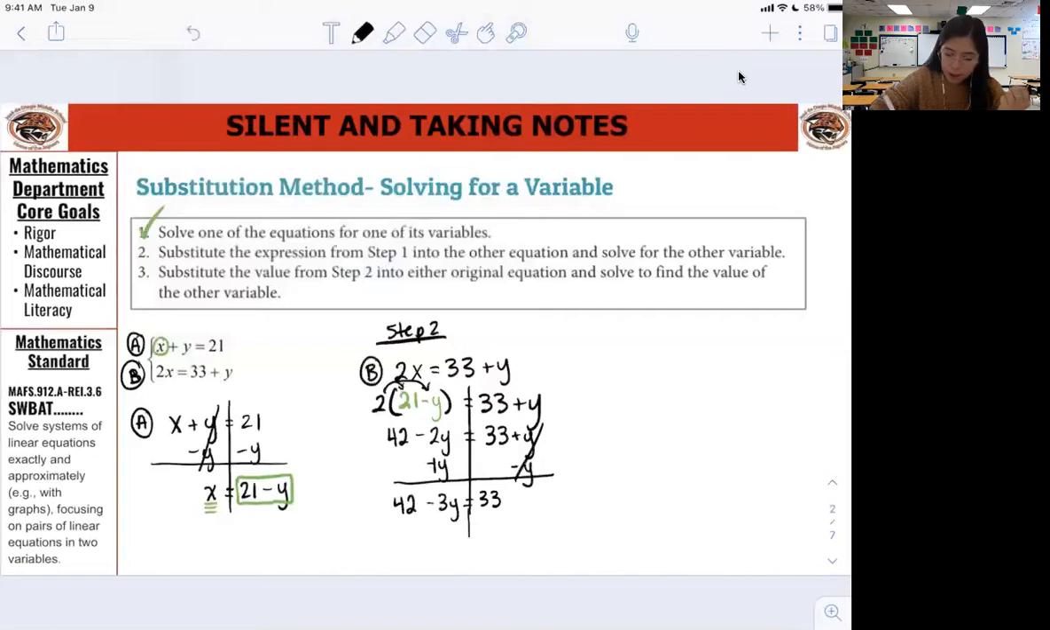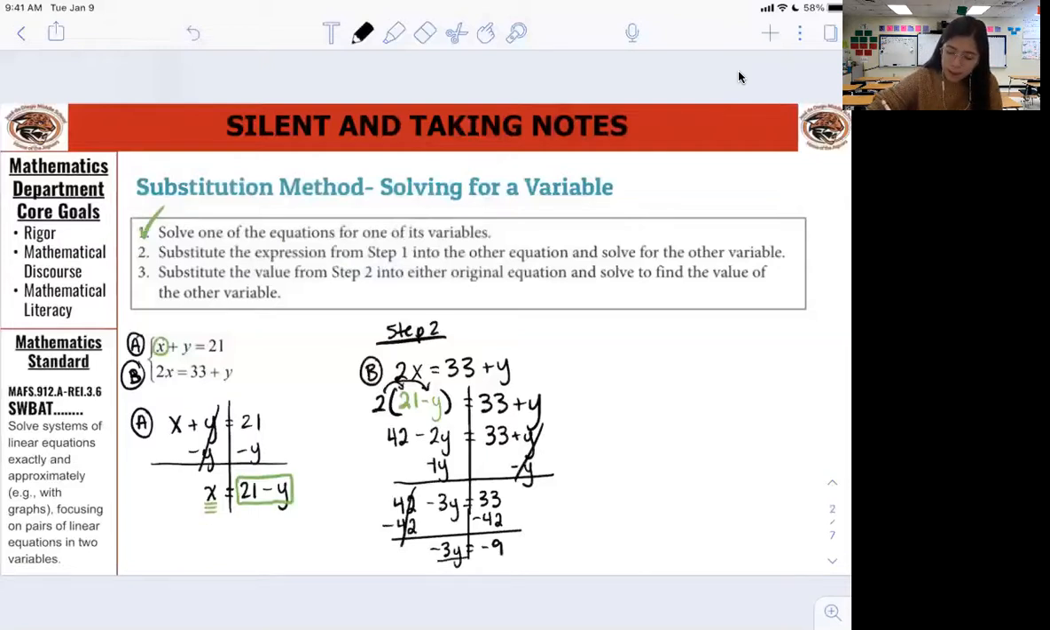Okay, now I need to get y all by itself, so the next step is going to be to subtract 42 on both sides. Here, I need to do 33 minus 42. Now, I have 33, I'm taking away 42. I'm going to end up with a negative number. And when you do the math, you should end up with negative 9. So negative 3y equals negative 9.